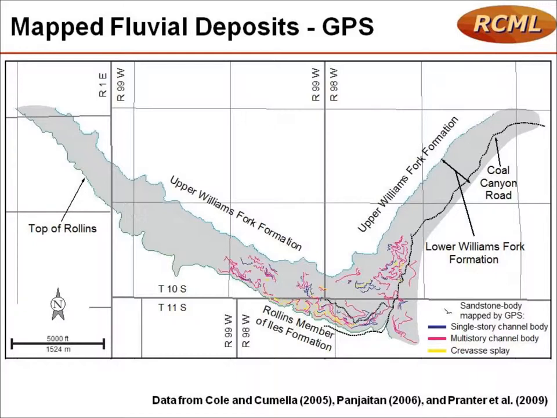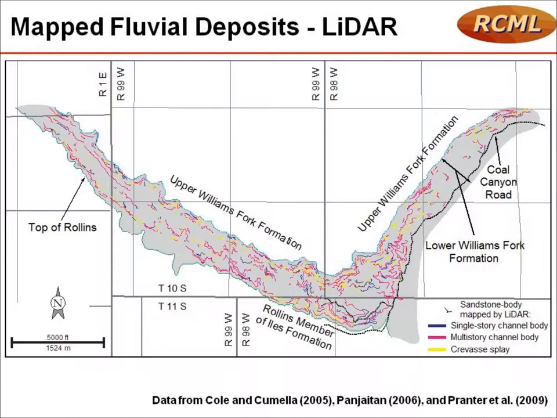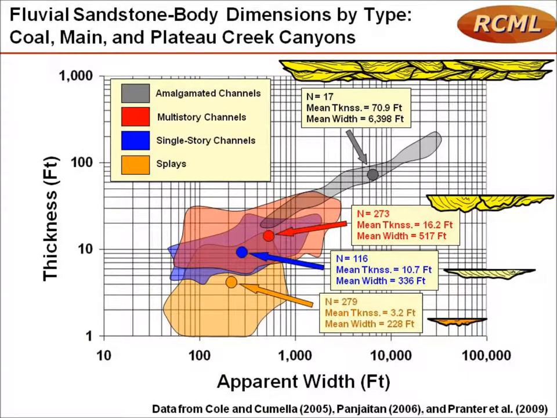If we compare, these are map views. This is a map view. Again, this is one square mile. And these are the traces of the fluvial deposits based just on the GPS. So that's this area down in here. And then this shows where we've expanded that with the LiDAR measurement, going from 136 sandstone bodies up to about 668 sandstone bodies. Of those, about 120 are the actual same sandstone bodies. And we're breaking this out by sandstone body type: crevasse splays versus point bars versus stacked point bars, the multi-story channel deposits.